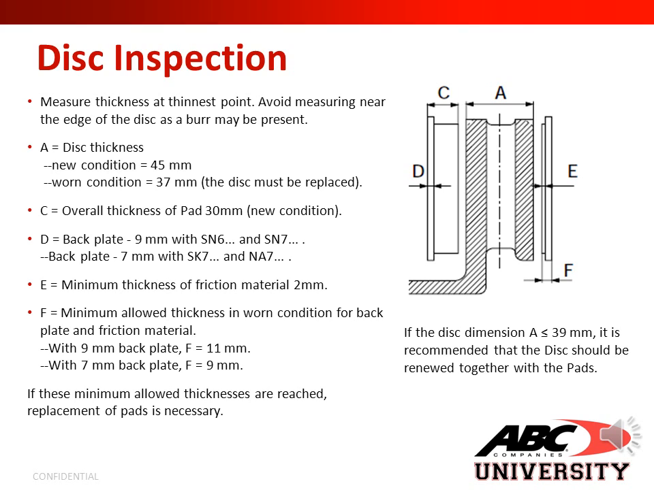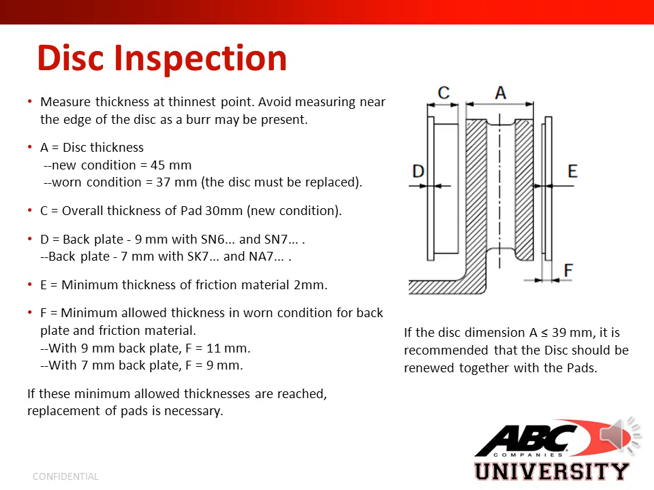Now we'll go over disc inspection. Measure thickness at the thinnest point. Avoid measuring near the edge of the disc as a burr may be present. Using the picture or diagram to the right, A would equal disc thickness. A new conditioned disc would equal 45 millimeters. A worn conditioned disc would be 37 millimeters. At 37 millimeters, the disc must be replaced.